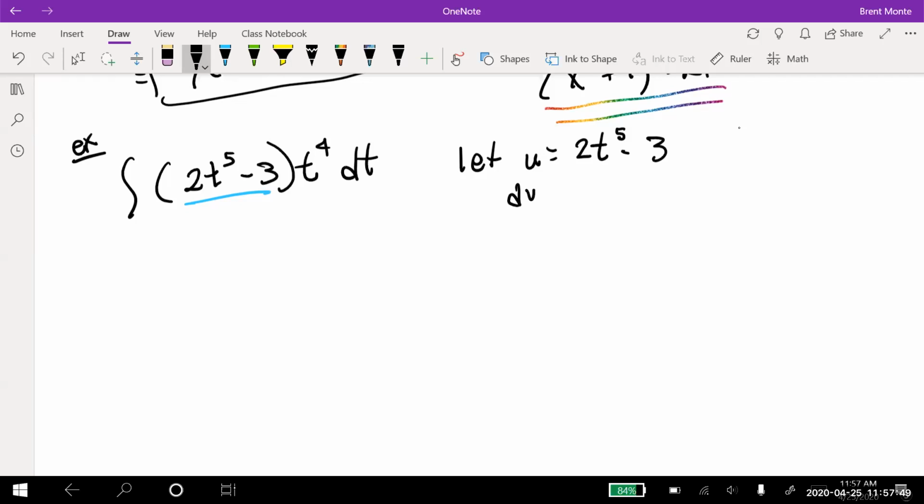Again, when I take the derivative, du/dt, because t is the variable, I get 10t to the 4th. The minus 3 goes away. But what we're going to do from now on is say the du is 10t to the fourth dt. We're going to skip that middle step. We'll just go straight to du.